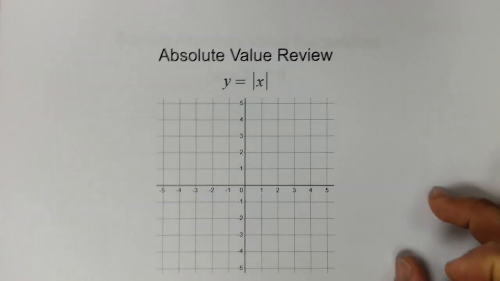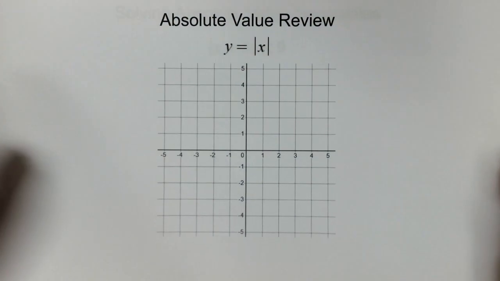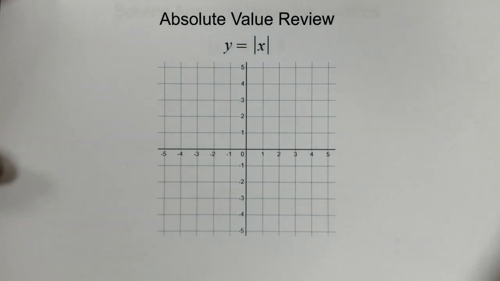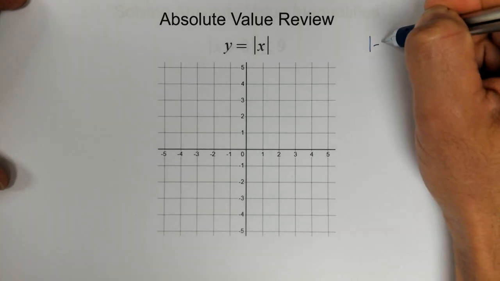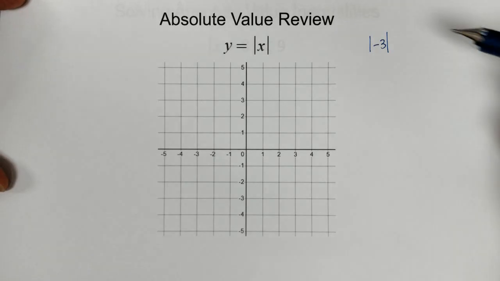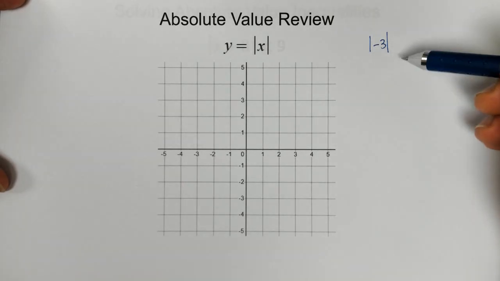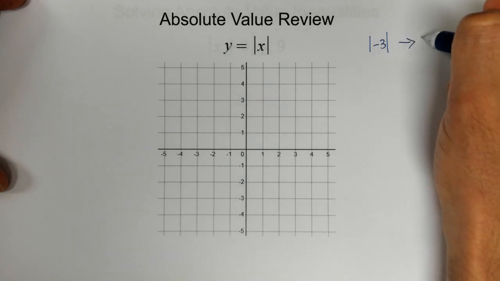Let's review a little bit. What is an absolute value? What does that function look like? What does it do? Well, an absolute value is very similar in behavior to a quadratic, or to an exponent of 2. Whenever you take the absolute value of a number, let's say a negative number, the absolute value itself changes whatever is in there into something positive.